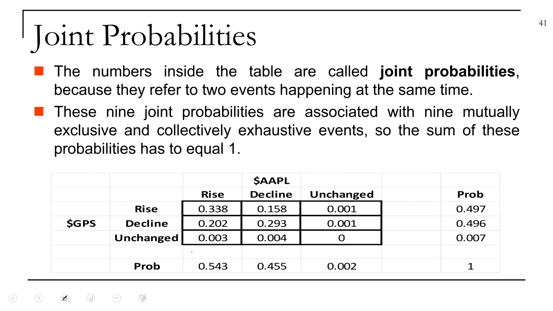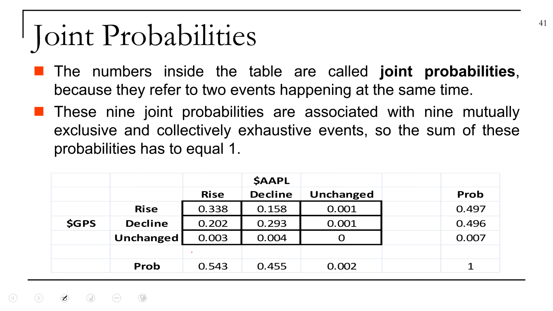The things inside the table are called joint probabilities. A joint probability is the probability of 2 things happening at the same time. So the probability Gap rose that day and Apple rose is 0.338. The probability that Gap declined and at the same time Apple declined, 0.293. The probability that Gap rose and Apple's unchanged, very small, 0.001.